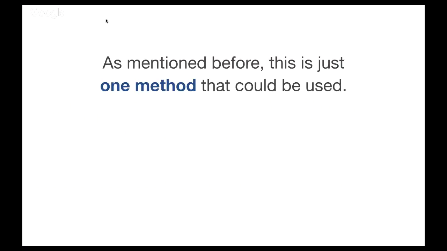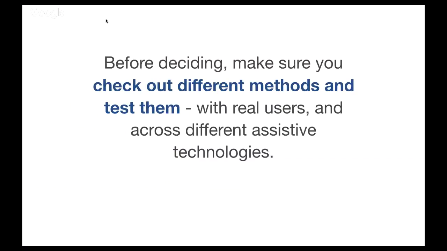It's about a series of things that can be used to think about in order to make your auto-suggest more accessible. And of course, before deciding on everything, you should go out and check different methods and test them. If you can, test with real users, and most importantly, different people with different assistive technologies. If you can't test with real users, at least fire up a range of different assistive technologies yourself.